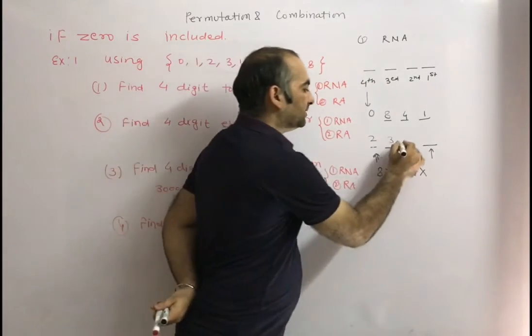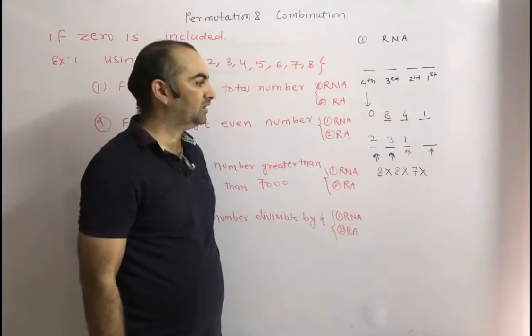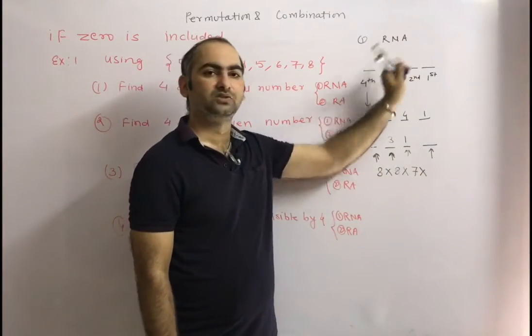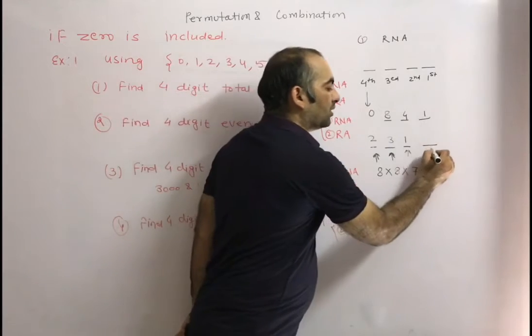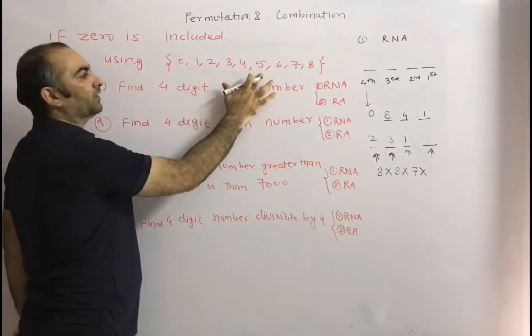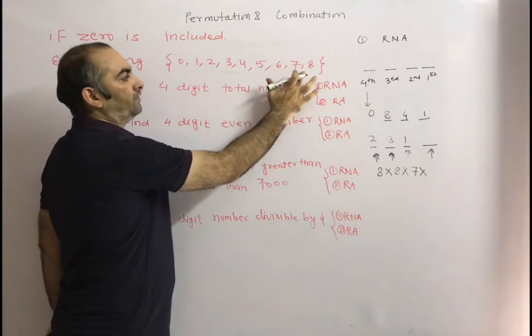For example, at this place we get 1, correct? That means 2, 3, 1. These will not repeat because repetition is not allowed. So how many numbers can we put at this place? We can put 0, 4, 5, 6, 7, 8.